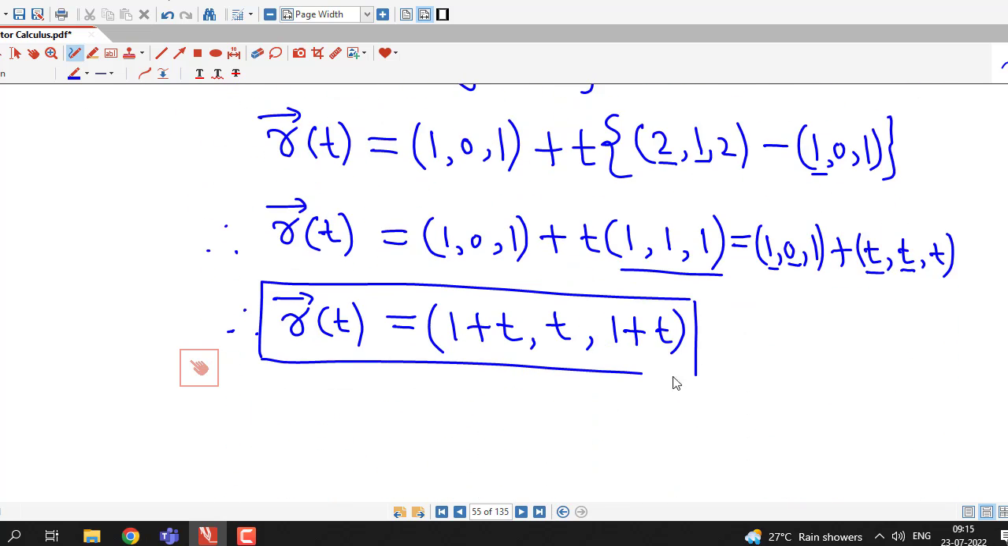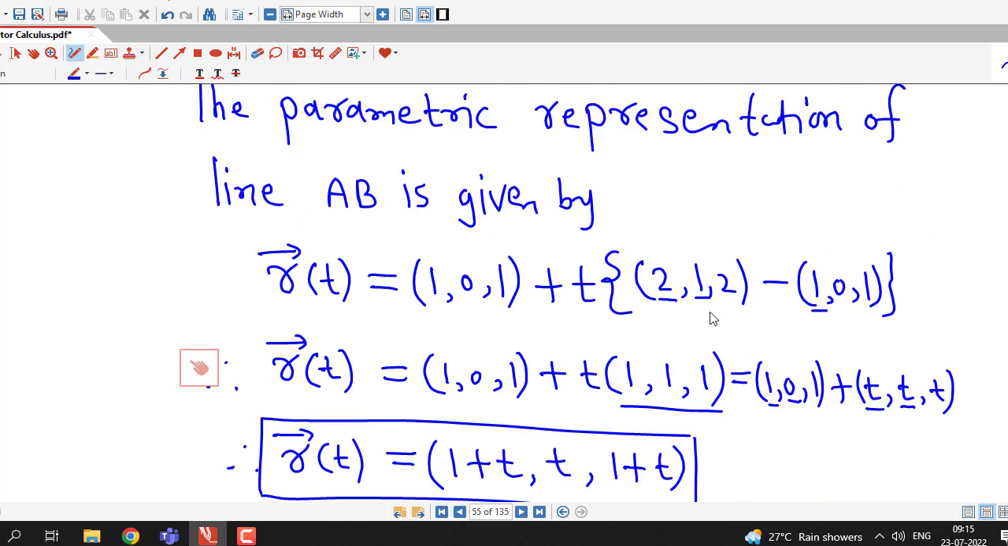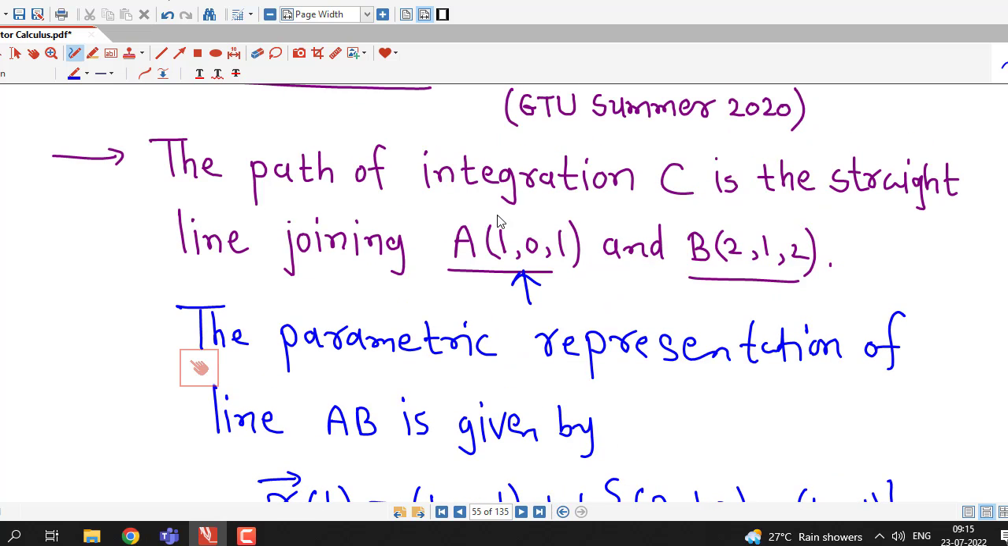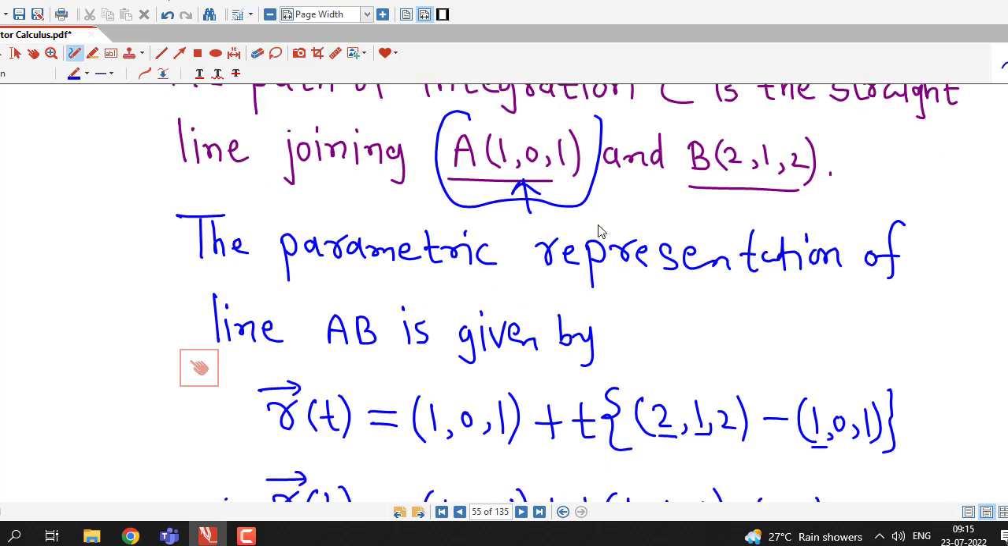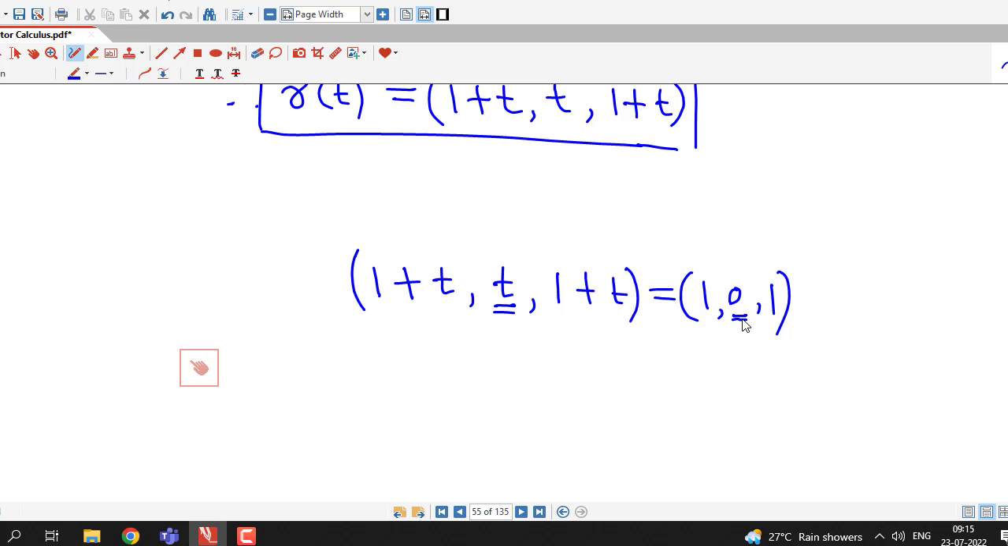and our straight line is between points (1, 0, 1) and (2, 1, 2). So we have to decide the value of t which will give us these 2 points. If I want to decide the value of t for point (1, 0, 1), I will compare this vector (1 plus t, t, 1 plus t) with point (1, 0, 1), and by equating these two vectors we will be able to decide the value of t. If we compare second components, we have t equal to 0, and we have to match with other equalities also. We must get the same value of t by comparing any of these three components.